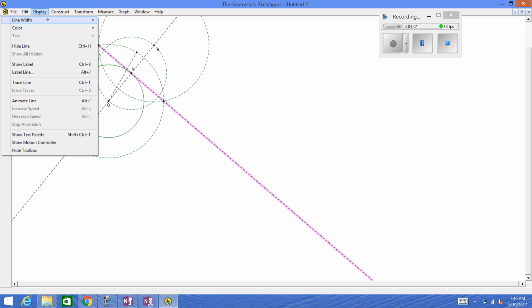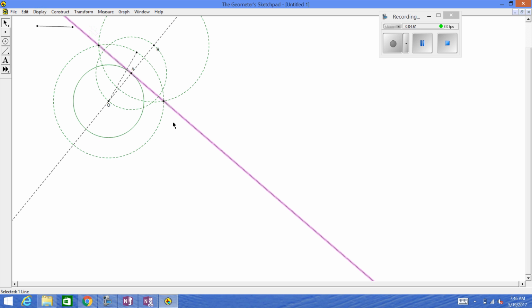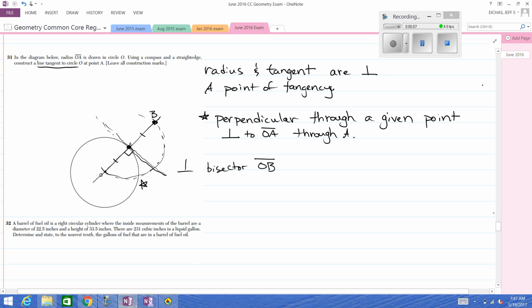there it is. That's the tangent line we're looking for. You can see that it's through A, and it will be perpendicular to OA. All right, so let's get back over here. That's basically what I wanted to show you for that construction. All right, so we'll move on back to over here.